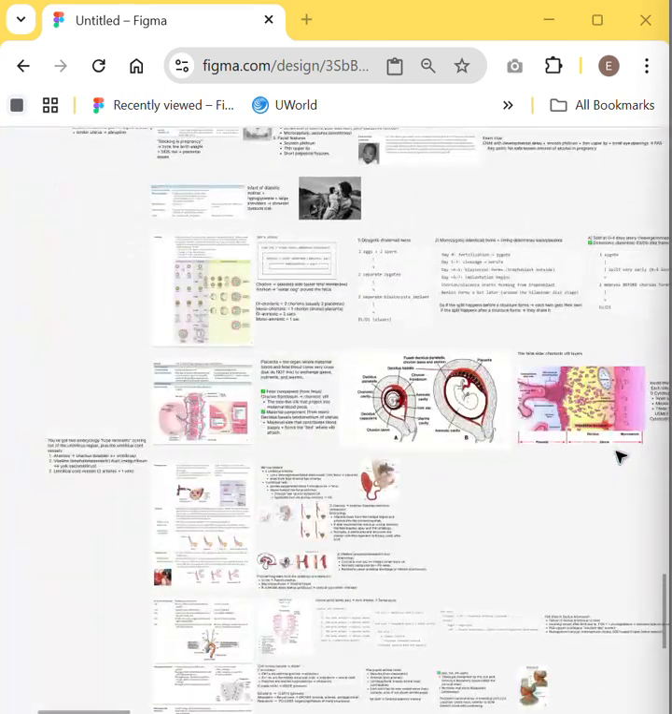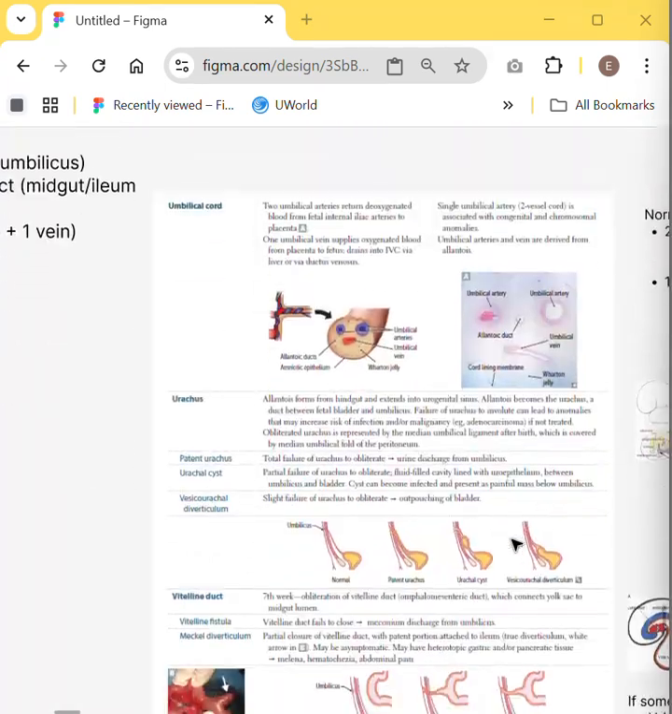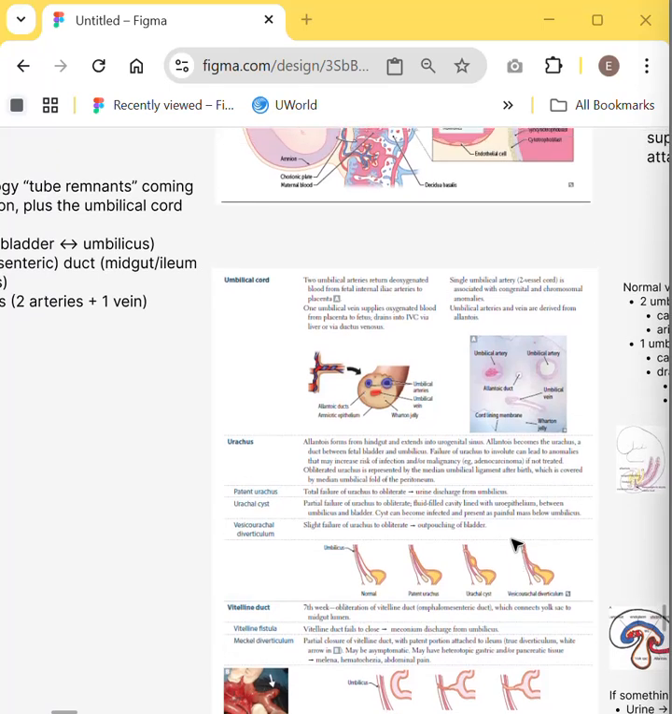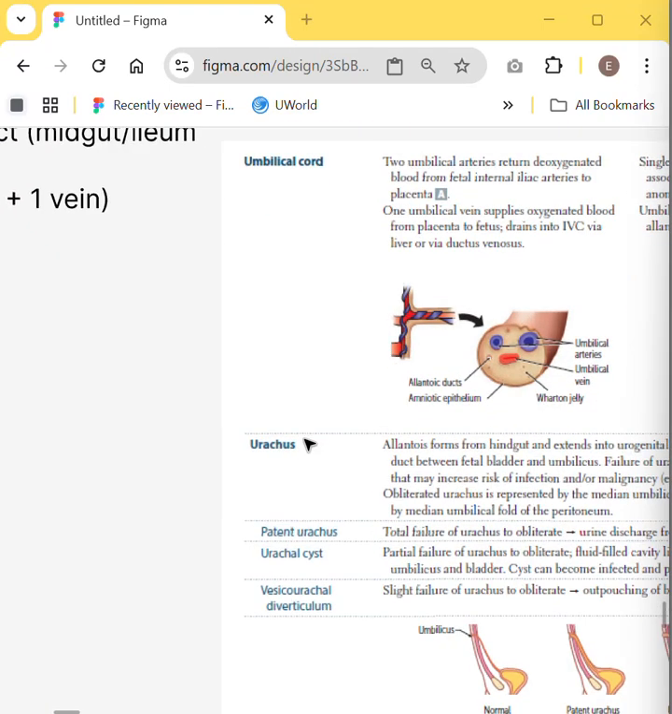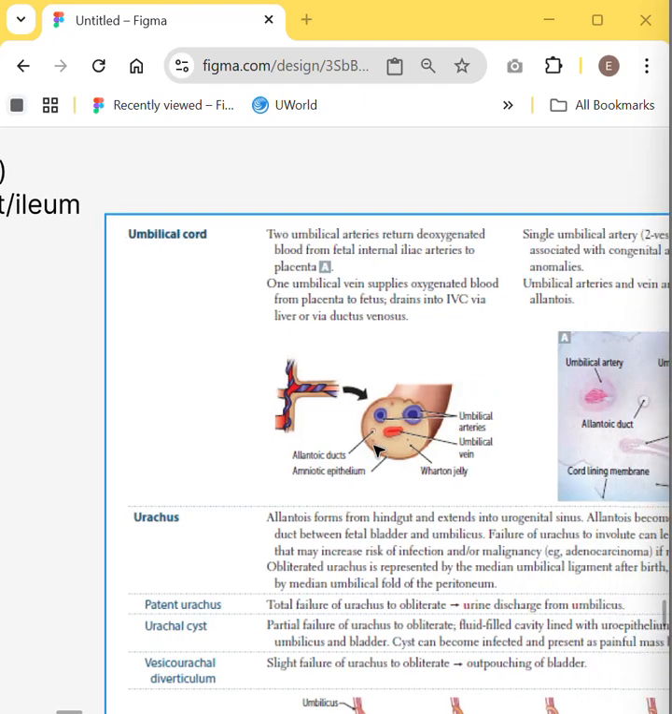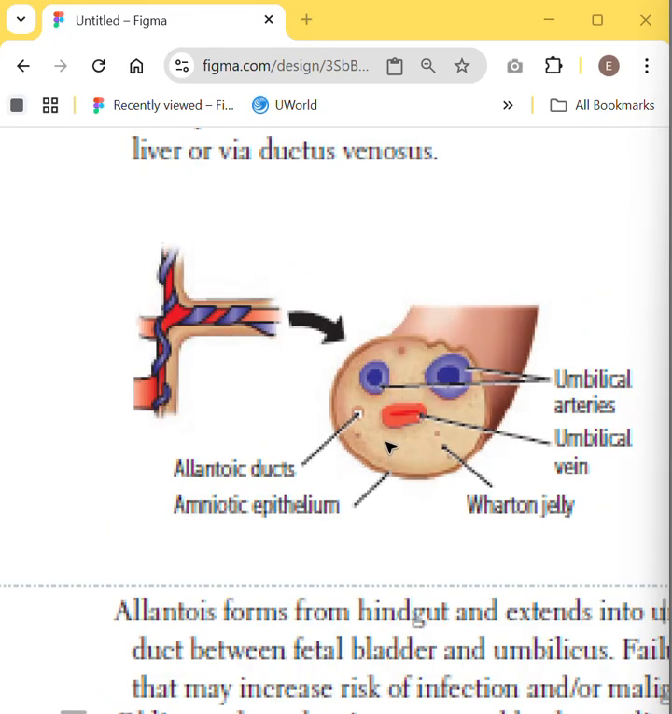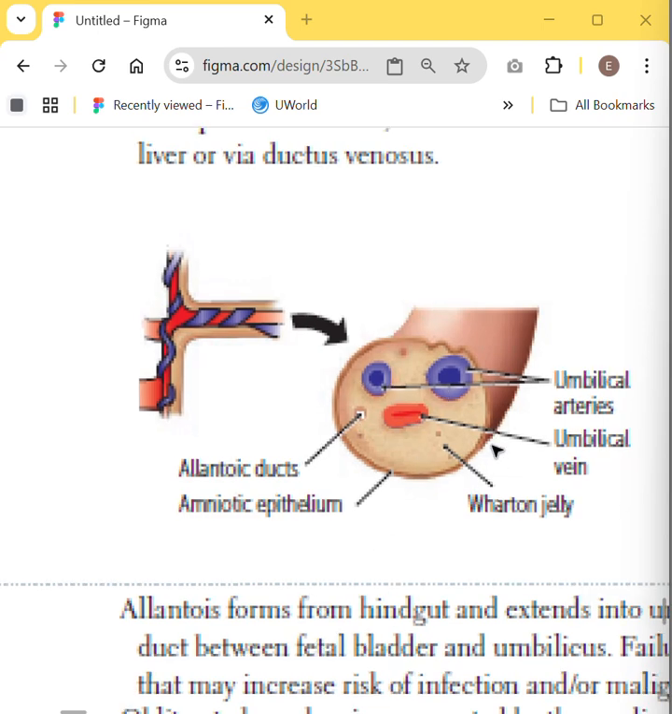We move on to our next section, which is basically the umbilical cord, urachus, and vitelline duct. So first of all, when we talk about the umbilical cord, you know that these two umbilical arteries and the vein are sort of suspended in Wharton's jelly, right? So the umbilical cord has Wharton's jelly, and you have the allantois duct here, the amniotic epithelium, and two umbilical arteries and one umbilical vein.